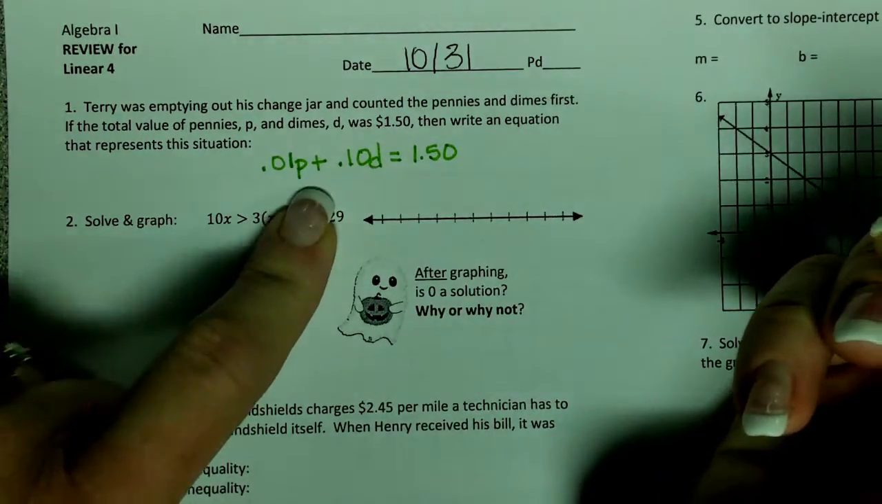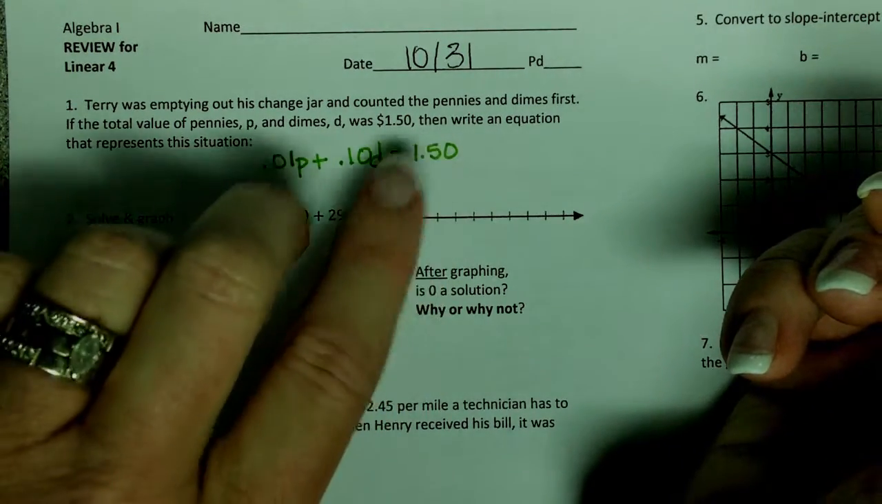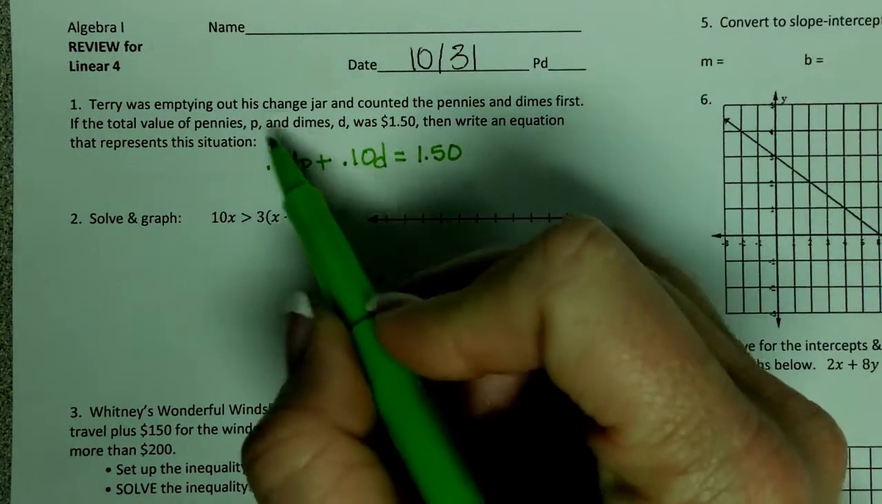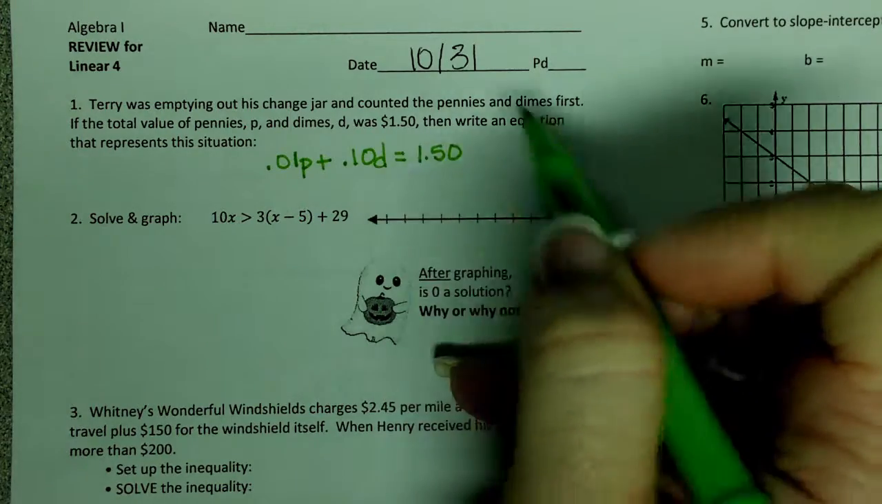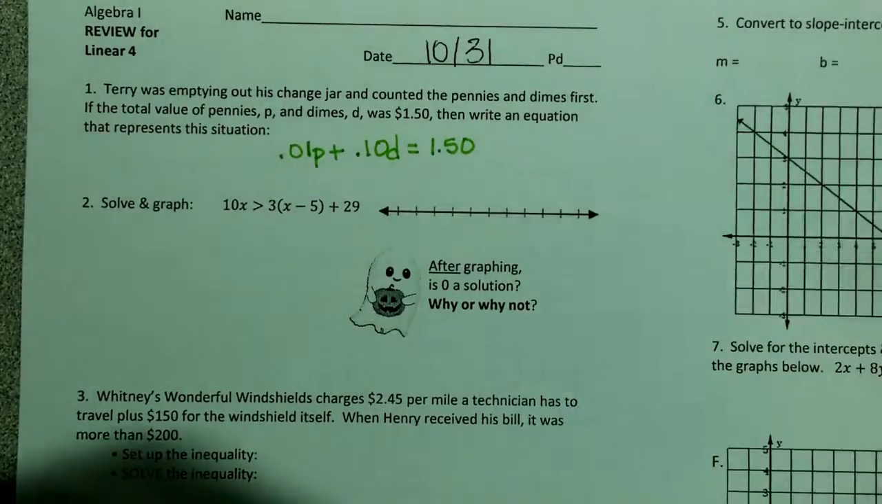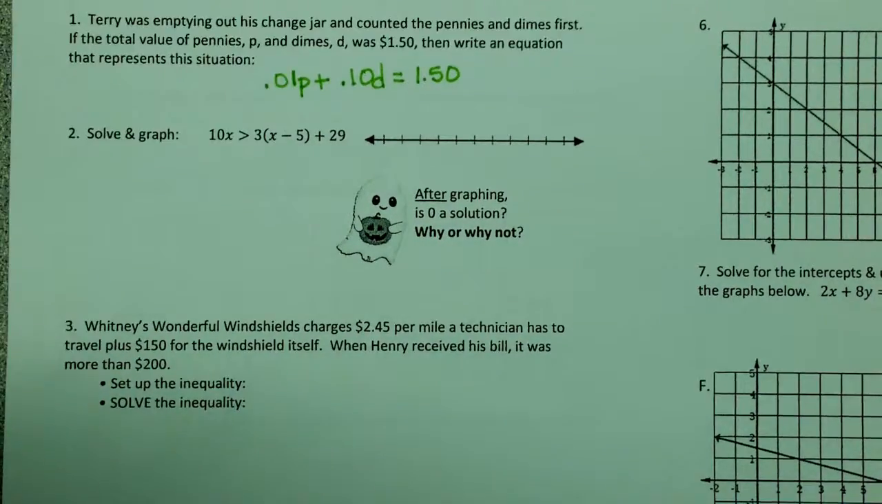Where P represents the number of pennies and D represents the number of dimes. Does everybody understand why we set this equation up like this? Your clue to why we should attach the value of the penny and the dime is because they gave us a value of how much it was worth whenever they counted it all up, right? So that's why we use the value of those variables.